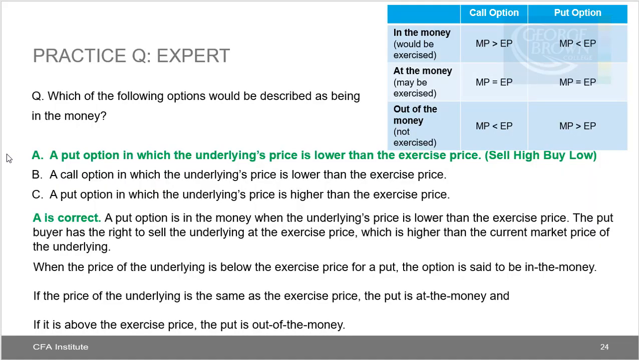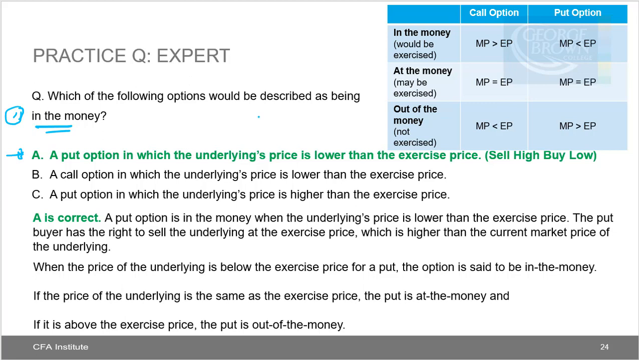Okay, this question is not that difficult. Again, it's an English language test, in this case with the subject being options, and at first it may seem a little bit confusing, but I'm going to give you some tips here. So it says here, which of the following options would be described as in the money? So that's the first thing that you need to do.